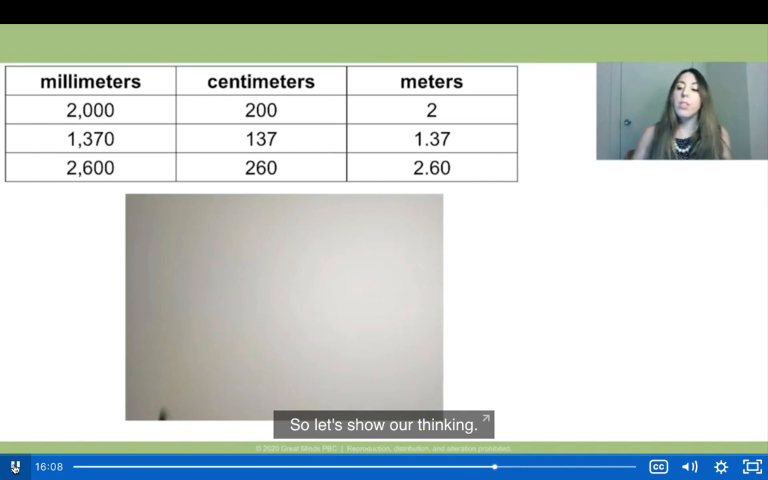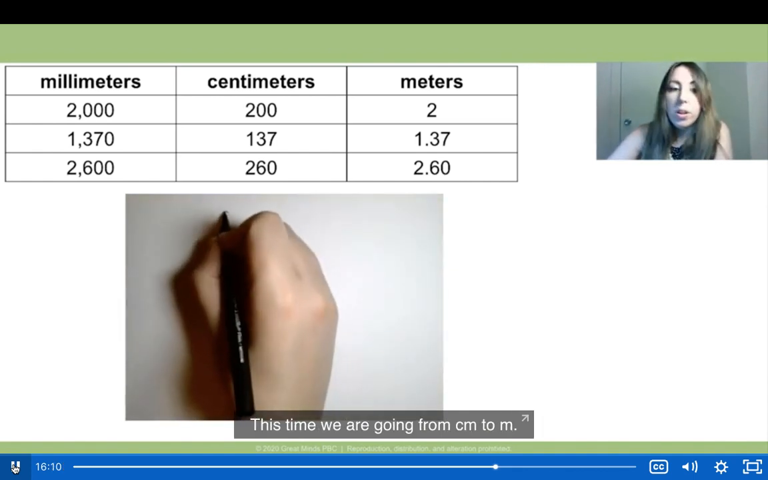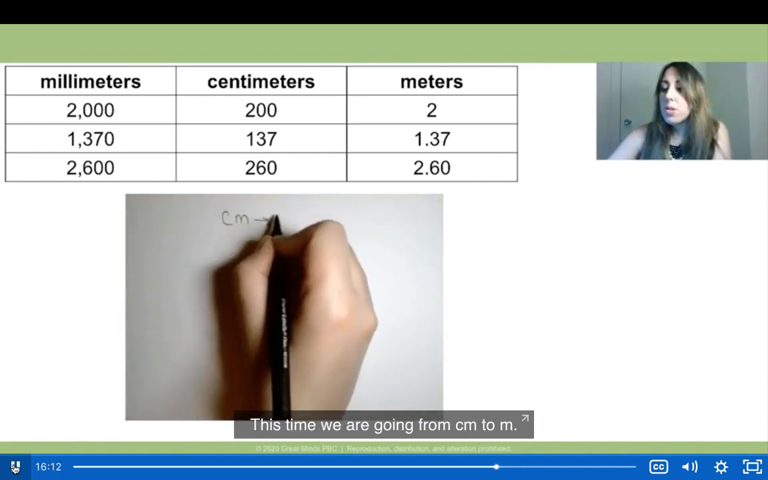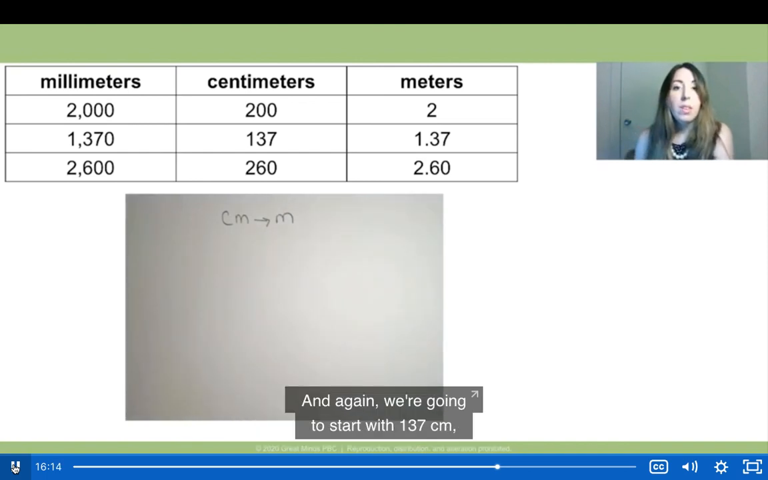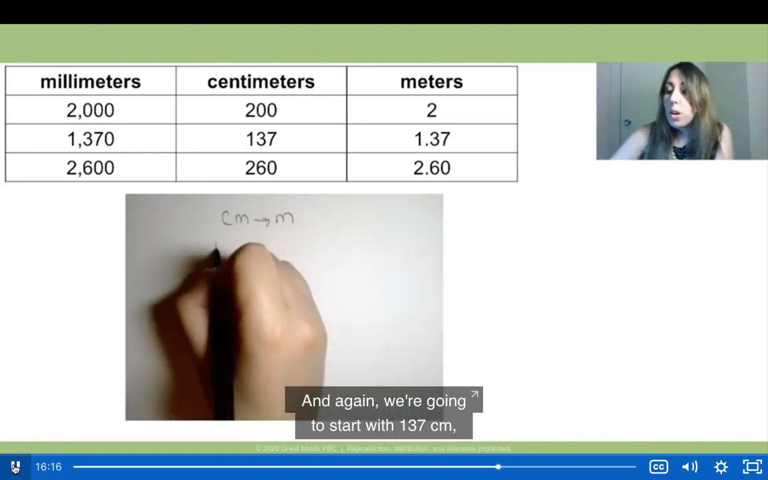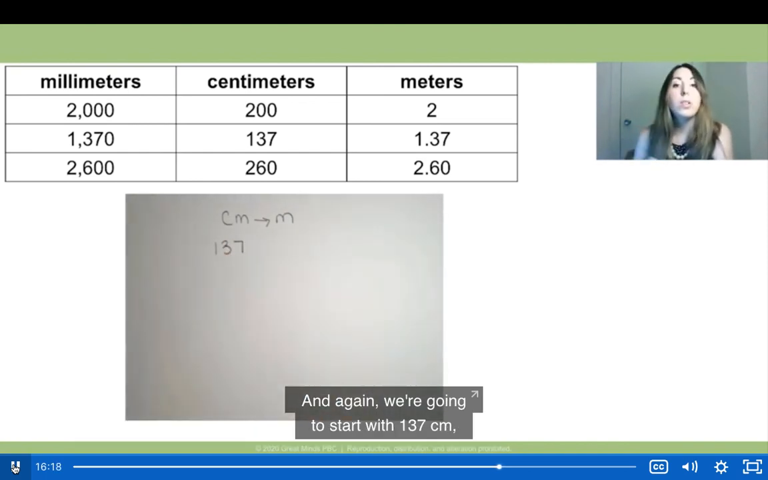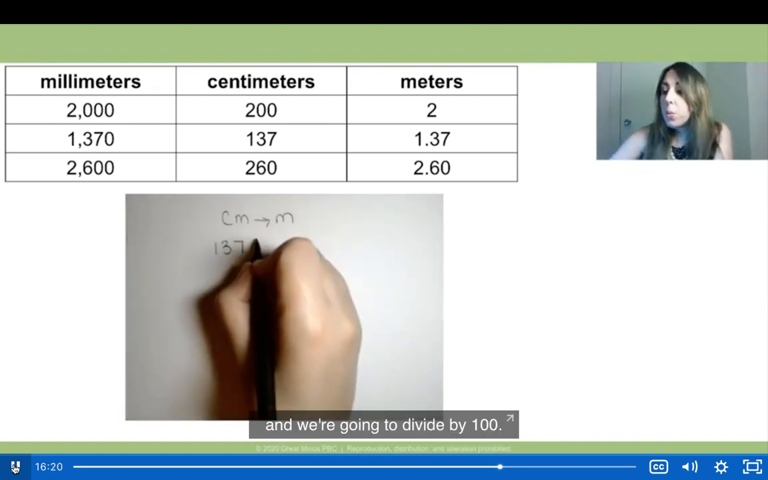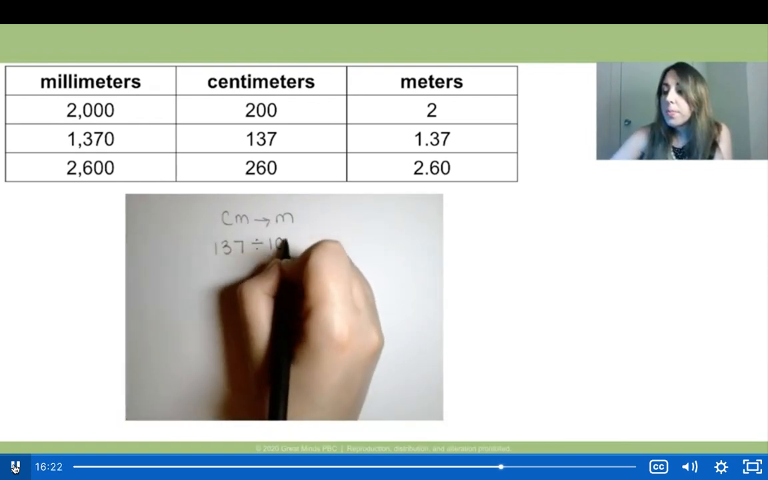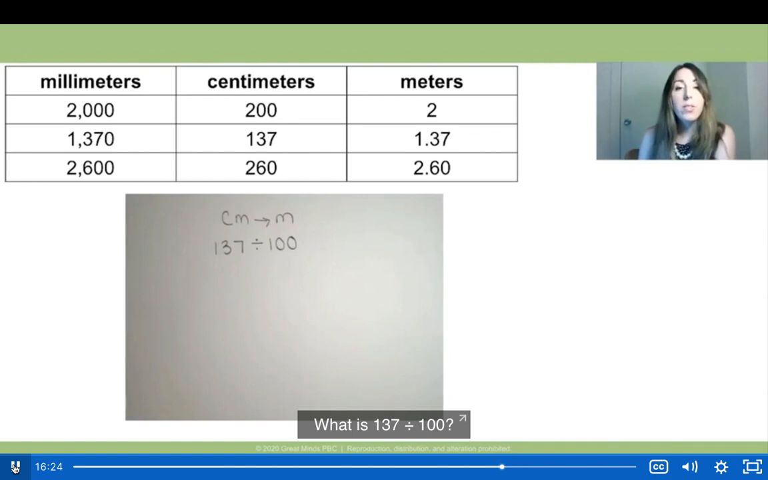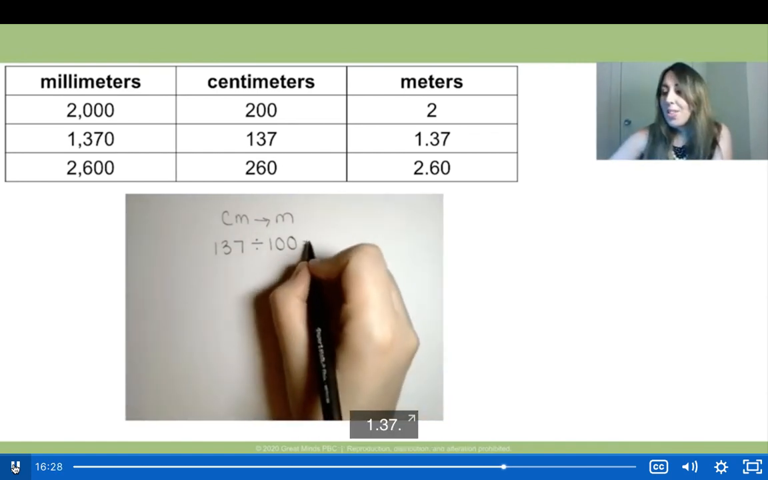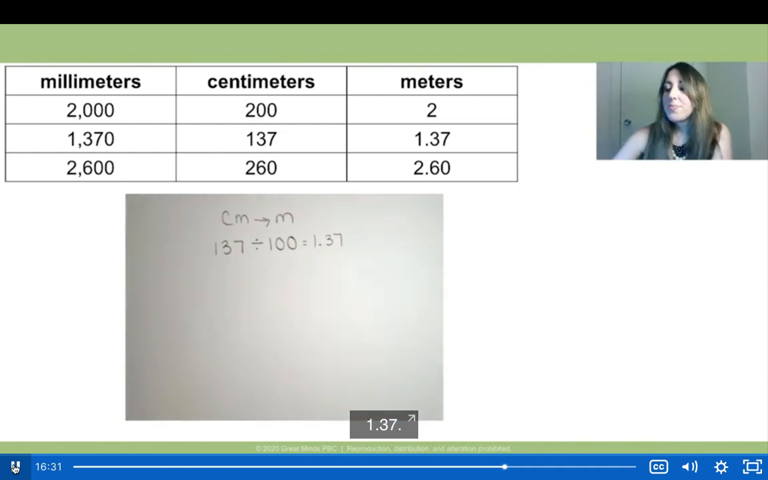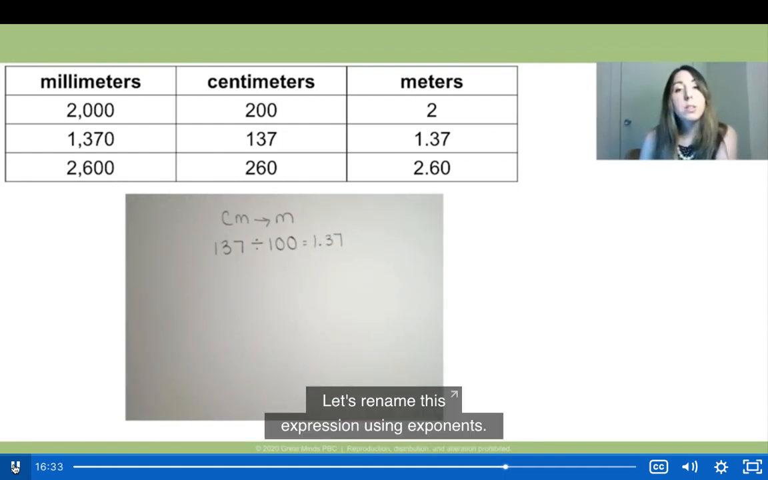So let's show our thinking. This time we are going from centimeters to meters. And again, we're going to start with 137 centimeters, and we're going to divide by 100. What is 137 divided by 100? 1/3700ths. Let's rename this expression using exponents.